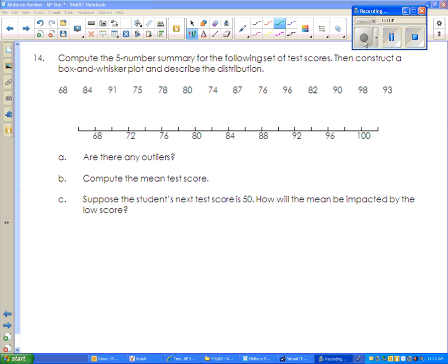All right, so this is part 2 of your AP Stat midterm review. In problem number 14, you're asked to compute the 5-number summary of a set of test scores and then construct a box and whisker plot and describe the distribution.